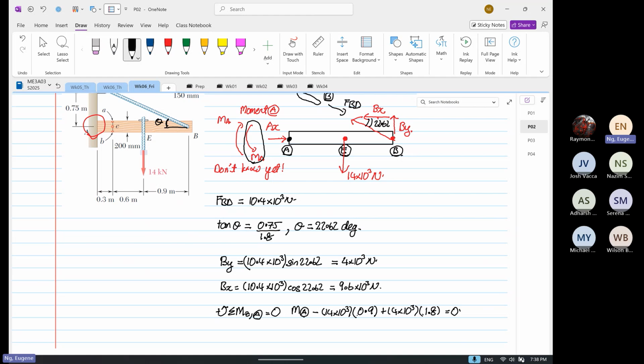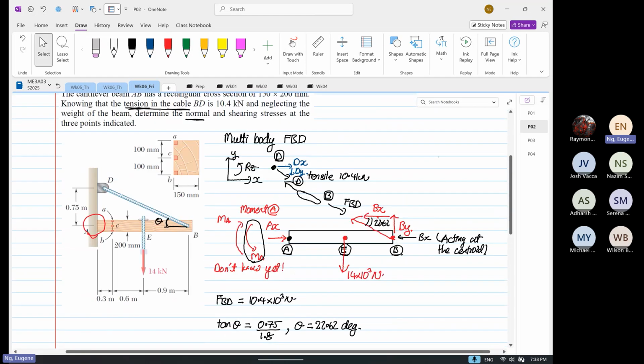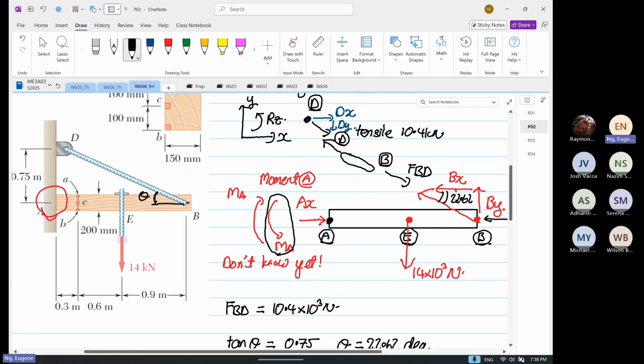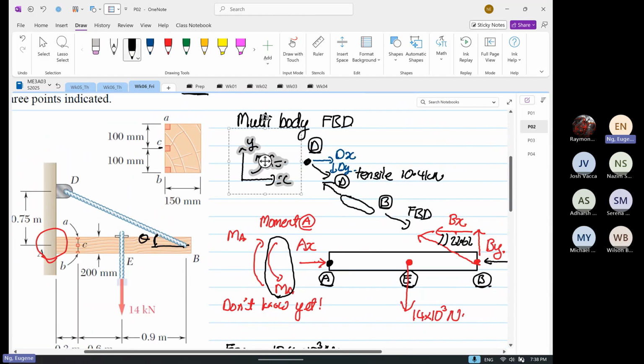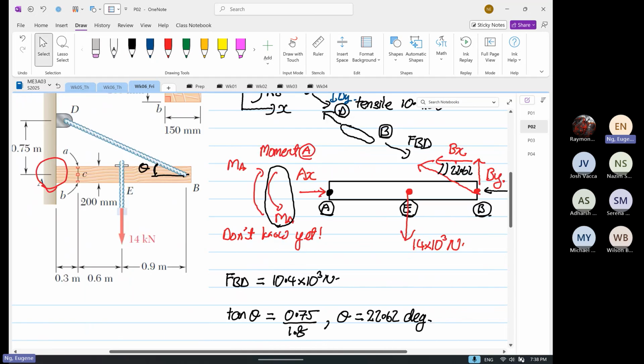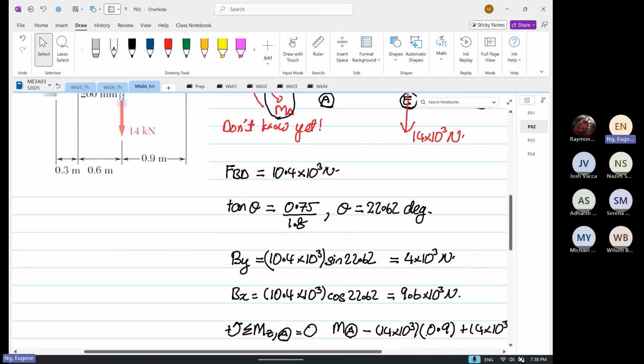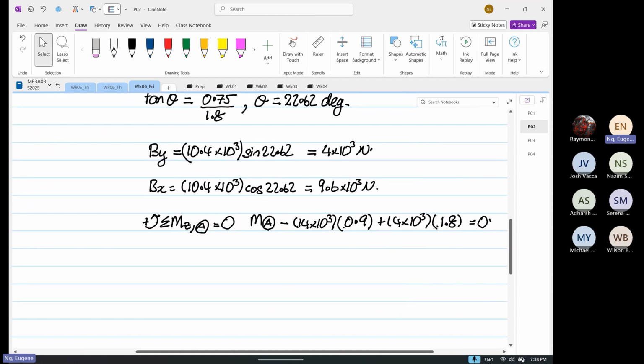Now, BX will not cause a moment because BX is acting at or along the what? Centroid. Okay, so you can see down here, right? It's exactly at the center. At the center means this is our geometric centroid. We are not going to see a moment. If it's not, we will see a moment. But for this case, we don't see a moment at all.